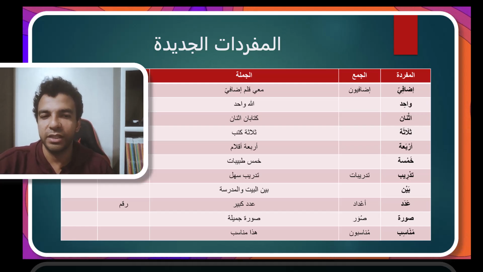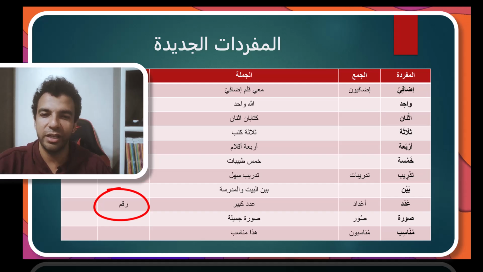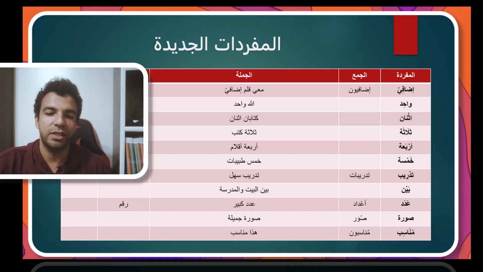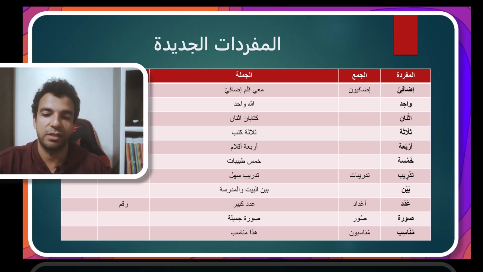There is an equivalent word to that word, which is رقم, but the main difference between them is that رقم could be one number, like 1, 2, 3 till 9, but عدد is a number composed of more than one رقم. Example like number 10, composed of 1 and 0. 11, composed of 1 and 1, and so on. And then صورة, picture. صور, example of that is صورة جميلة, a beautiful picture.